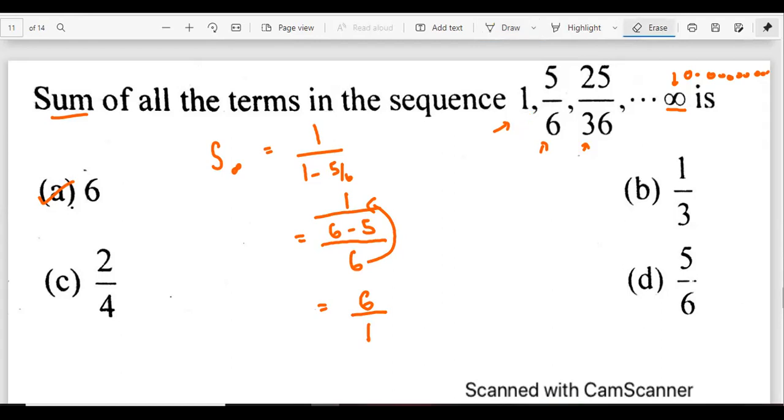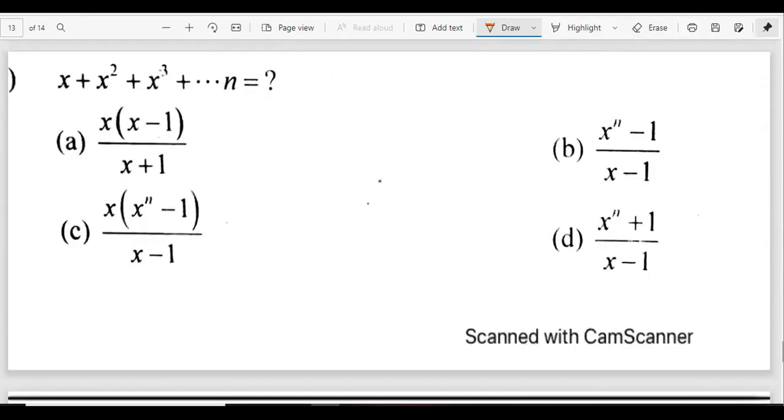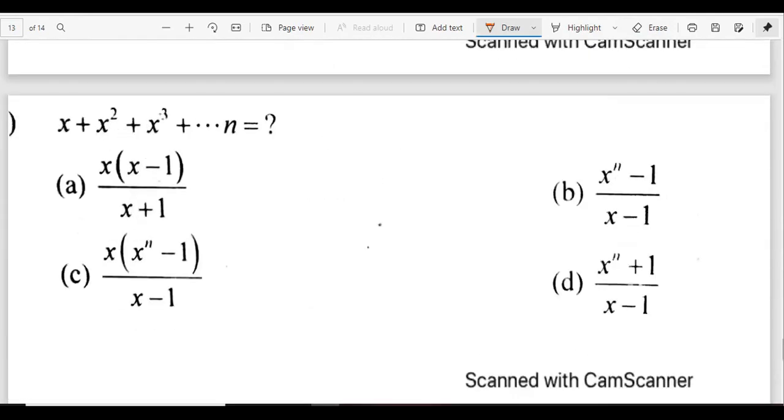For that, we are multiplying by a number. I'll tell you, wait a second. We know the previous term is multiplied to get the next one. If 1 is the first term, similarly if I talk about the second and third terms, that would be 25/36, right? Okay, good. Let's talk about another question now. So r is the ratio. r is the ratio, okay?